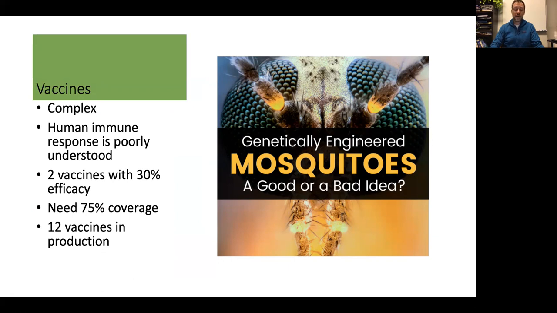There are currently 2 vaccines with about 30% efficacy. The World Health Organization has set a threshold for recommendations of a vaccine being able to cover 75%. There are currently 12 vaccines in production with promising results.